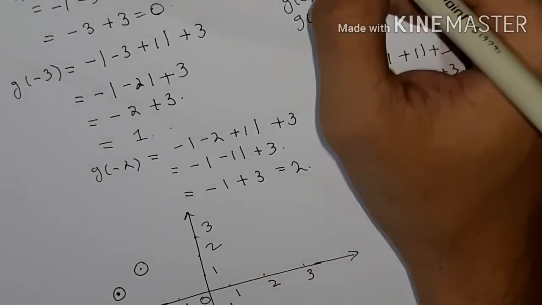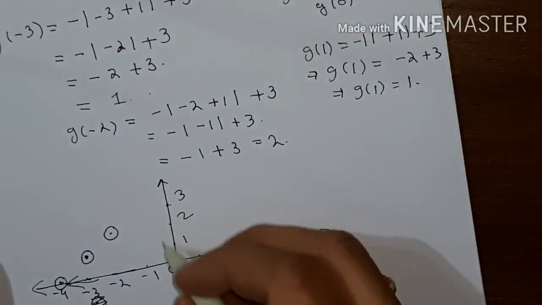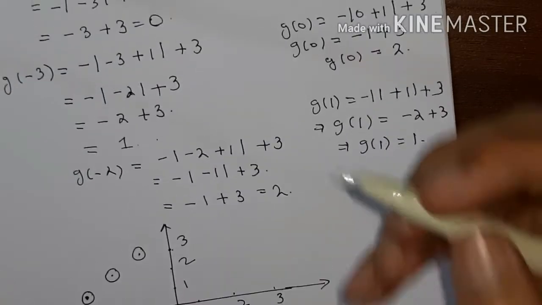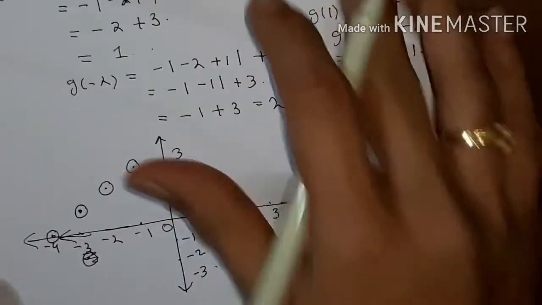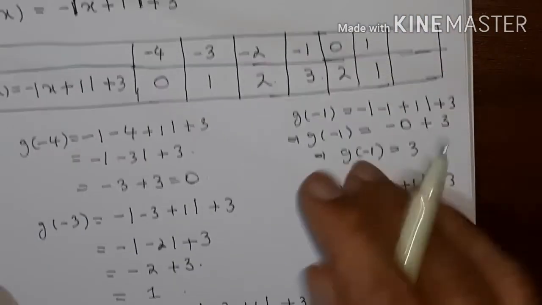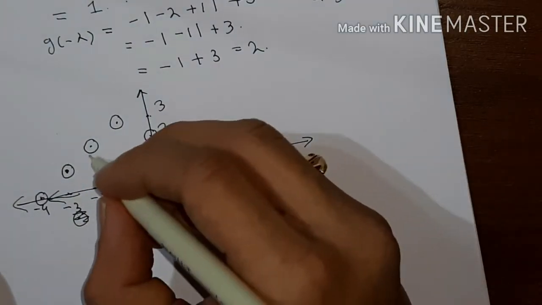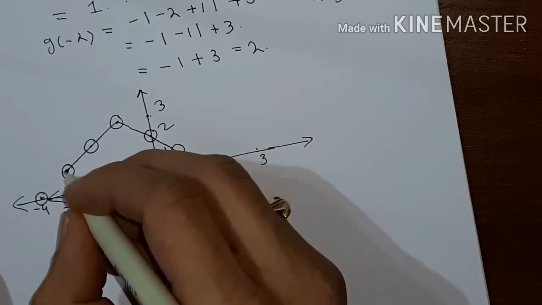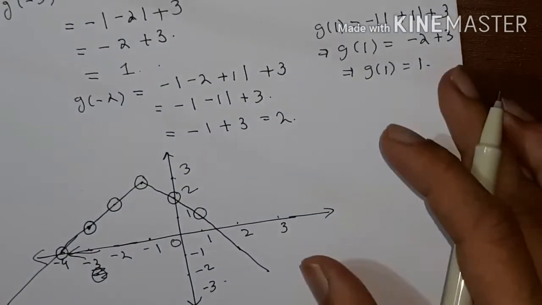right? And if you take -1, the value is 3. So at -1 it is 3, right? And if you go ahead, then at 0 it is 2. So at 0 it is 2, and at 1 it is what? 1. So you see that you will get a graph in this way. Okay. So this is the graph.